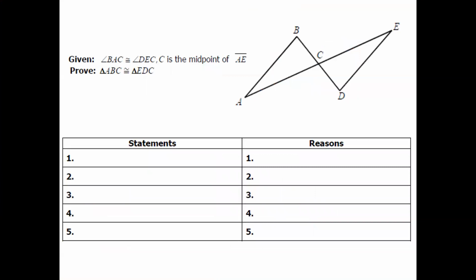I want you to start this one. You have 2 given pieces of information, so those are going to go on lines 1 and 2. So start by copying down that angle BAC is congruent to angle DEC, and then mark that in your diagram. And then for line 2, you're going to have C as the midpoint of AE, and your reason, again, is going to be given because you are given that information to start the problem.